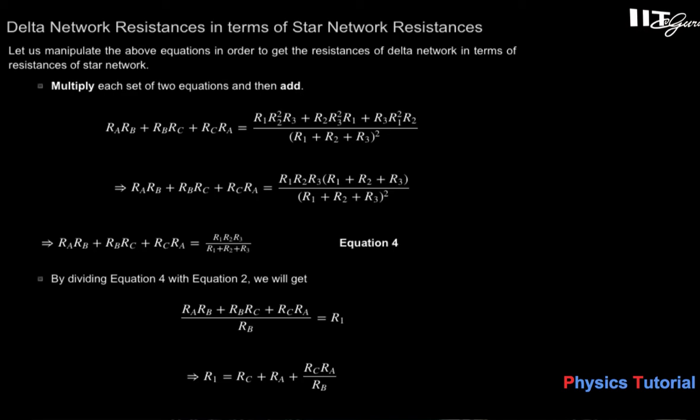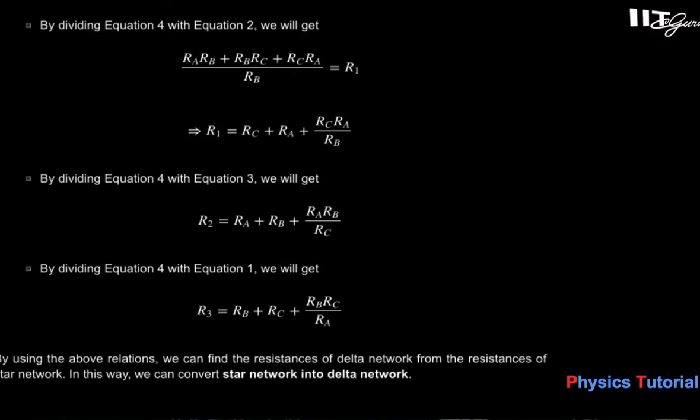So multiplying each set of the two equations and then adding, you will find it in this way. So R1, R2, R3, you can evaluate this. So that is what we say here. R1 we have already evaluated. Let's see, R1 equal to RC plus RA plus RC into RA upon RB. R2 equal to RA plus RB plus RA RB upon RC. R3 equal to RB plus RC plus RB RC upon RA.